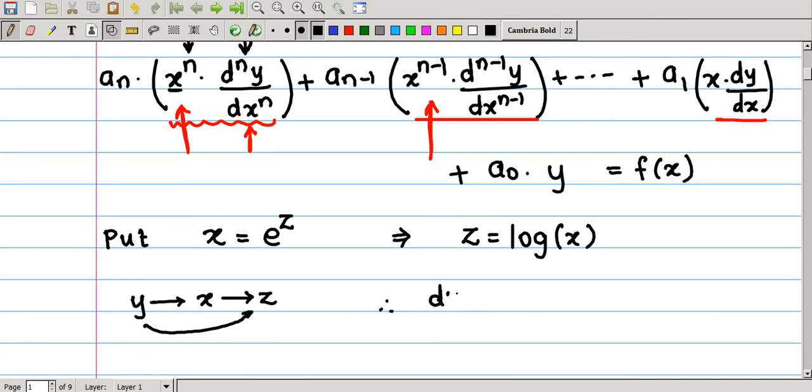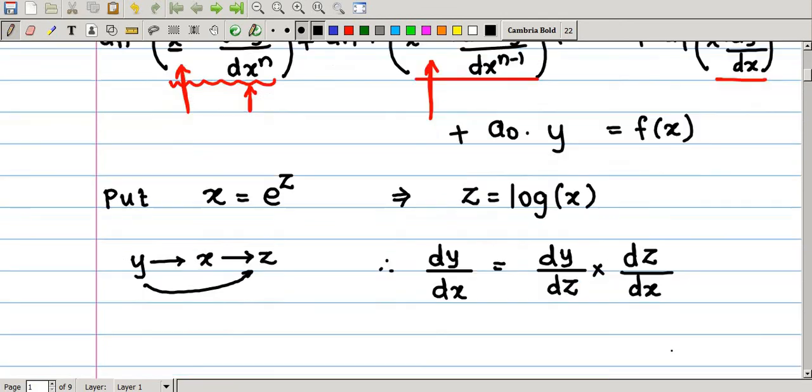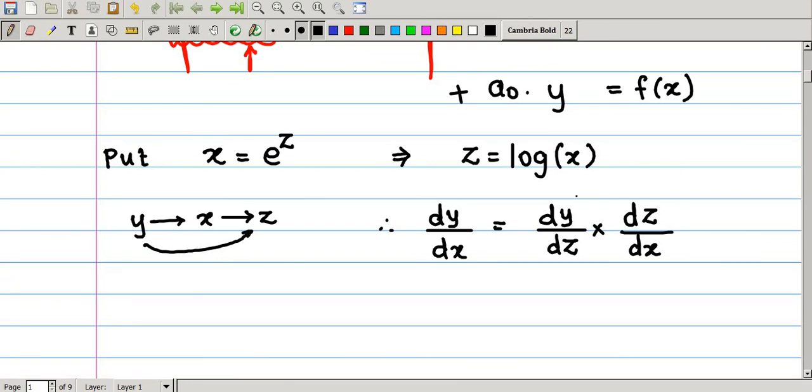Therefore, by using the chain rule, we can rewrite dy by dx. If we apply the chain rule here, it is dy by dz into dz by dx, or we can rewrite it as the derivative of y with respect to z into the derivative of z with respect to x. By the chain rule, we can rewrite this, and from the given expression z is equal to log x, we can find this value for the derivative.